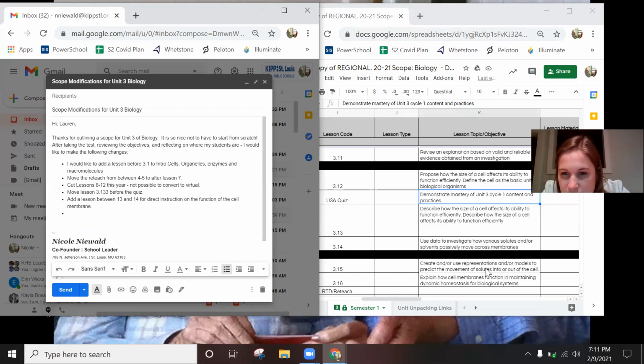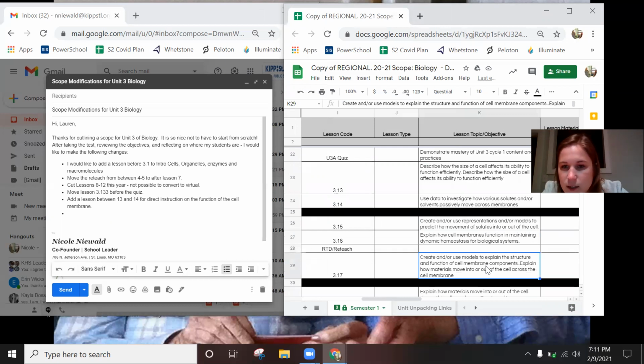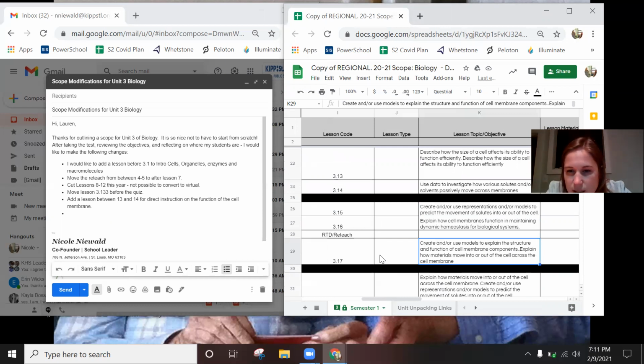Create and or use representations in our models. Oh, great, another chance for EMI. Explain how cell membranes function in maintaining dynamic homeostasis. Excellent. That reteach after all these cell lessons totally makes sense to me. Create and or use models to explain the structure and function of cell membrane components and how they move across. Actually, I think that reteach should go after that.